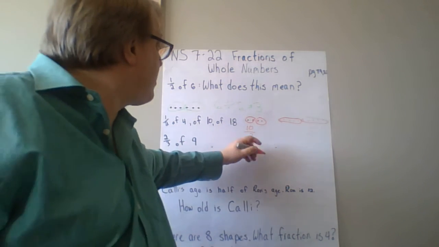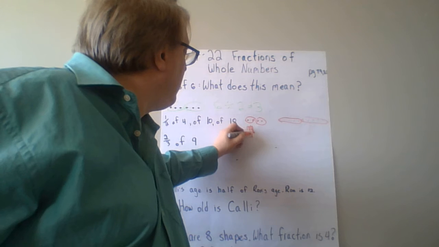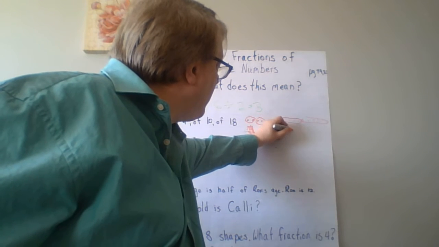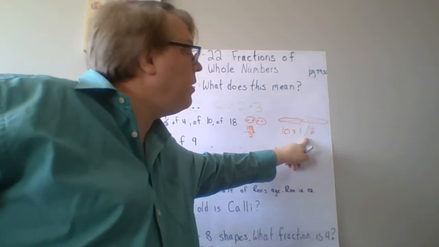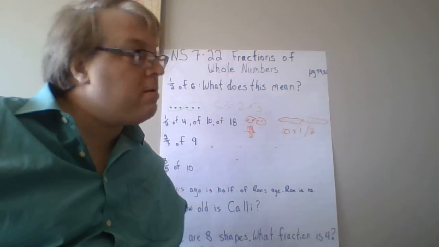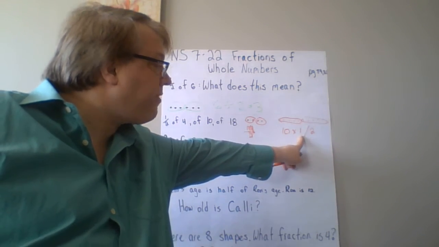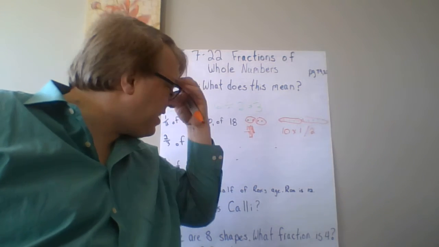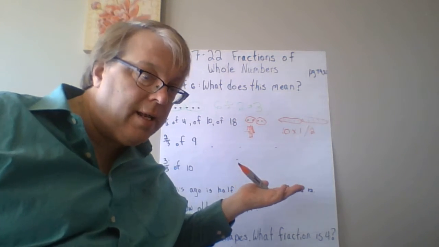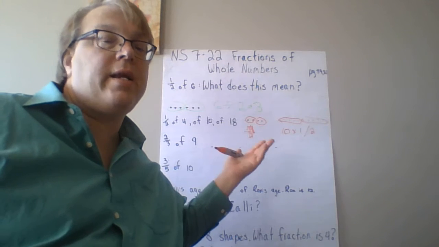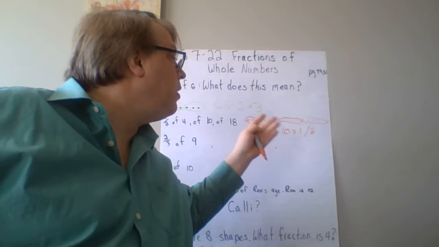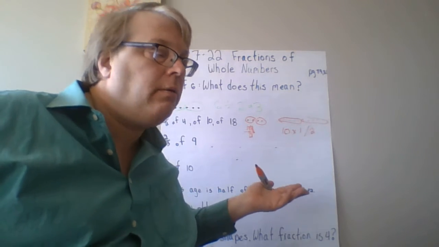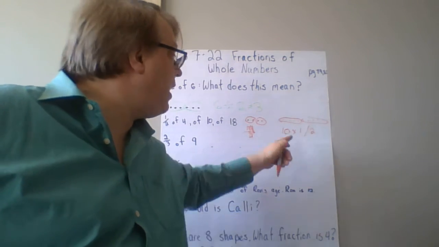Another way to look at this is 10 times 1 divided by 2. In algebra, we can make the dividing sign a line like that, which, wait a second, is the same as a line in a fraction. So it's 10 times 1 divided by 2. What's 10 times 1? 10. Divided by 2, 5.